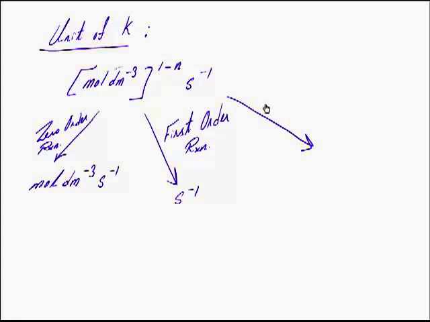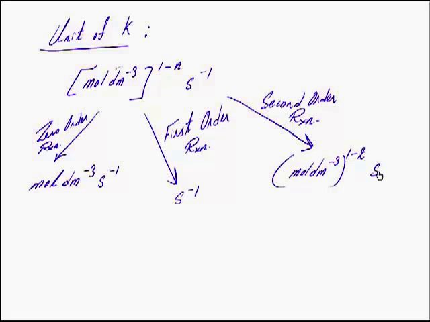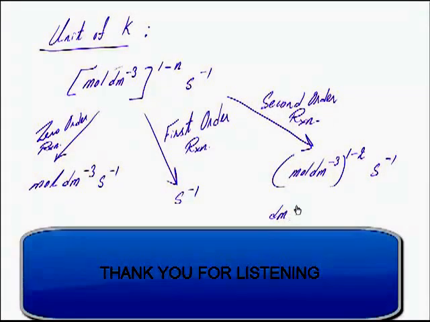And for a second order reaction, the unit will be moles per dm cube raised to 1 minus 2, and hence we can write it as dm cube per mole second inverse.